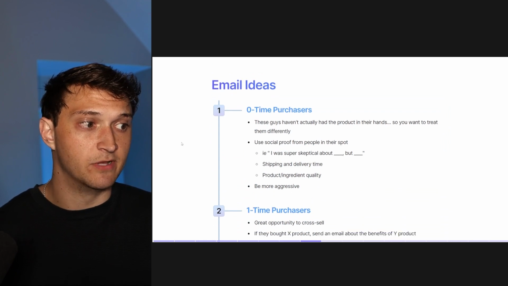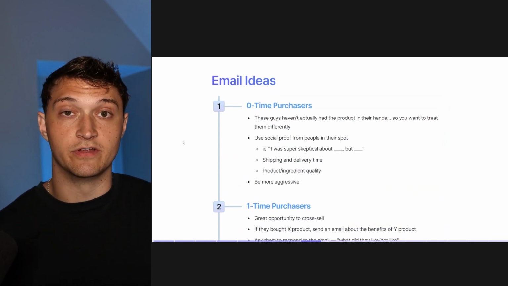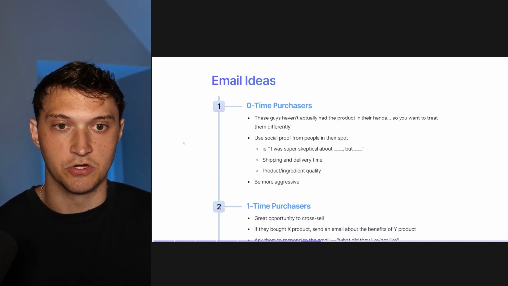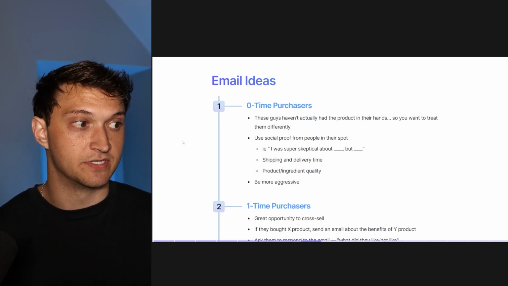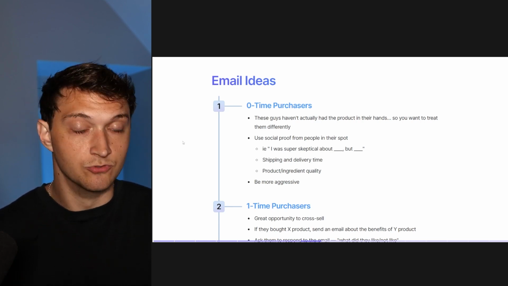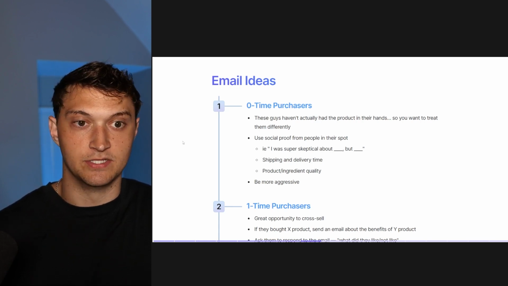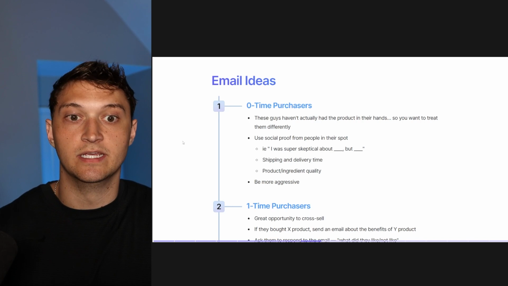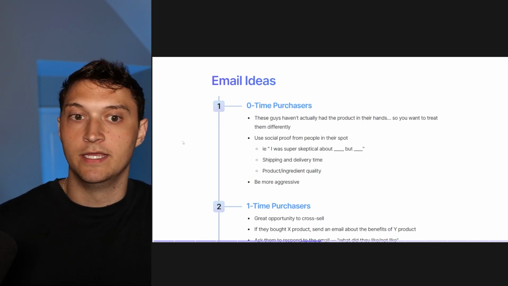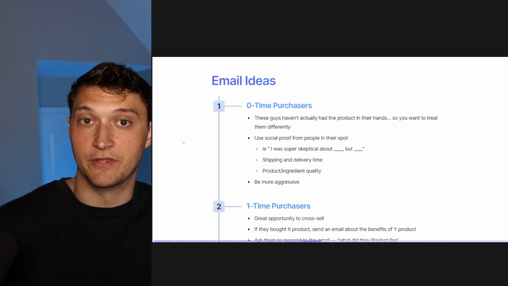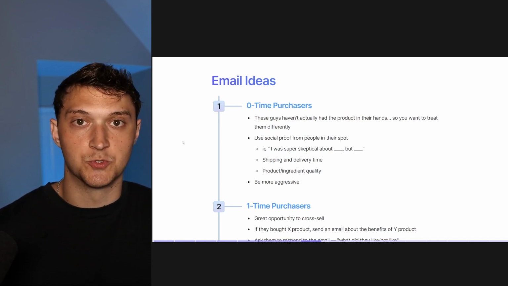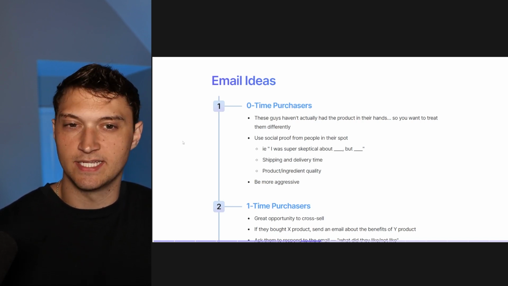In terms of email ideas, you want to treat different segments differently, of course. So first-time purchasers and zero-time purchasers, they're not as used to your brand. For example, if they haven't bought before, they don't have the product in their hands. So you want to treat them differently. Use social proof about, hey, I was skeptical about this product, but here's why I bought. Reviews like that are great.